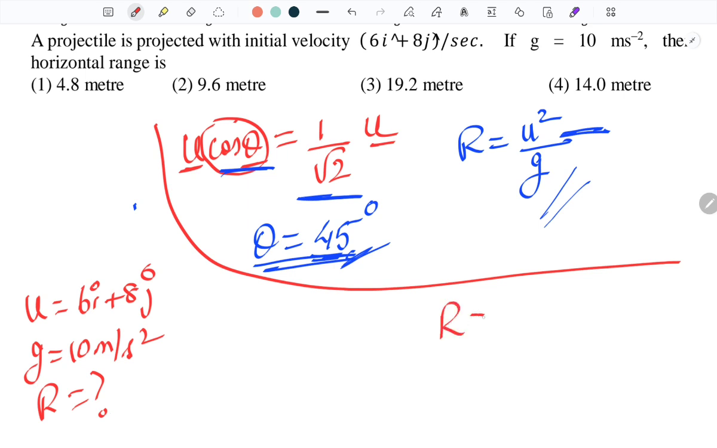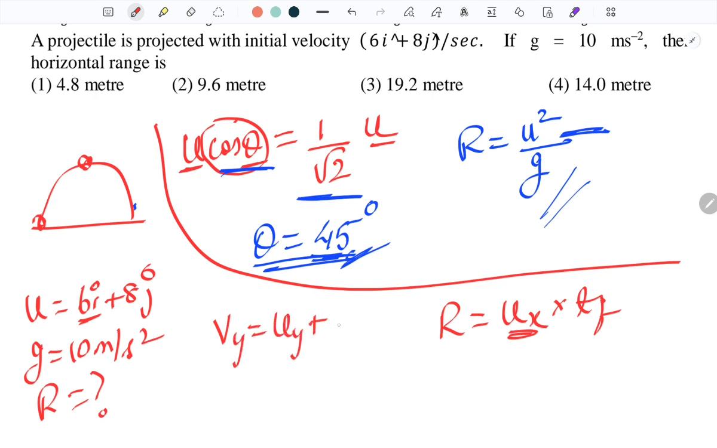What is the formula for range? Range is equal to horizontal velocity into time of flight. Ux we already have here. All we need to do is find the time of flight. For time of flight, when you throw from here to here, that is the time of ascent. I can apply the equation v equals u plus at. So vy is equal to uy plus at. In this, vy at the top point is 0, because velocity there is 0. So 0 is equal to uy, which he has given as 8, minus gt, 10 into t.